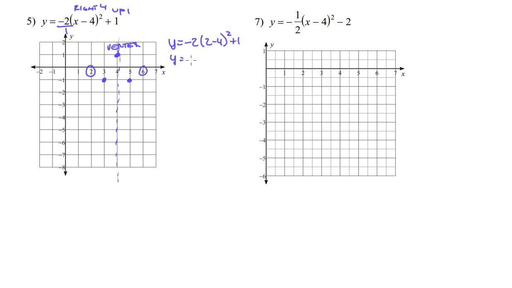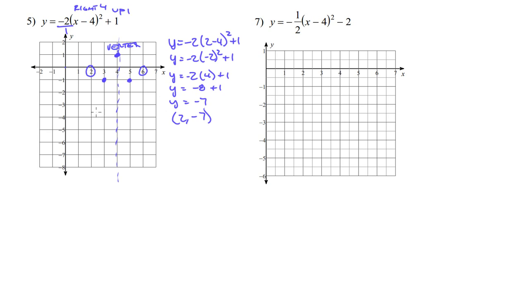So we get y equals -2 times (2 minus 4, which is -2) squared plus 1. So remember, it's super important. Got to take the square first before you multiply it by the -2. So we'll leave that -2 there. -2 squared gives us +4, plus 1. So -2 times 4 is -8. And then we're going to add 1 to that to get -7. So when we plug in 2, we get -7. That's one of our points.